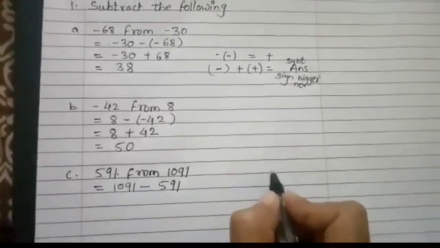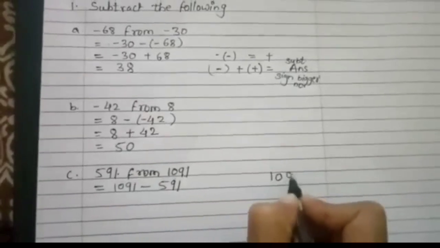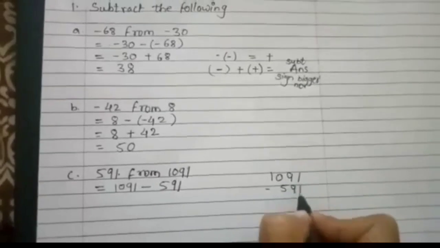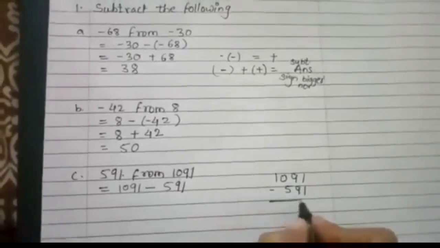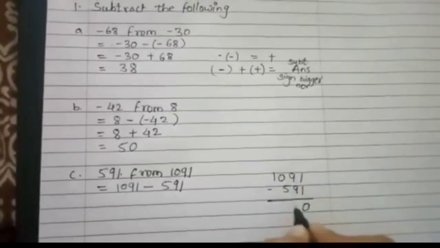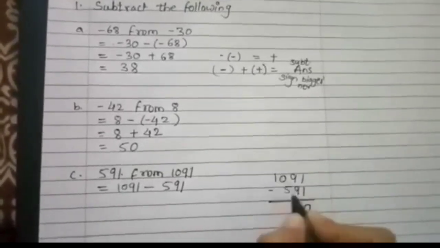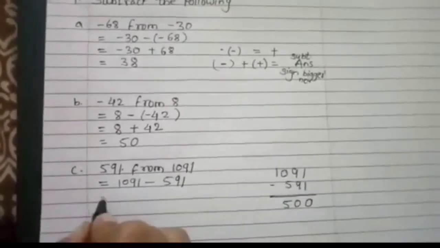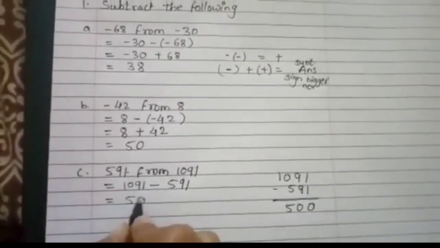1091 minus 591. Okay students, now take the subtraction. 1 minus 1, 0. 9 minus 9, 0. Now 10 minus 5, here is 5. So answer is 500. Okay, understand this.